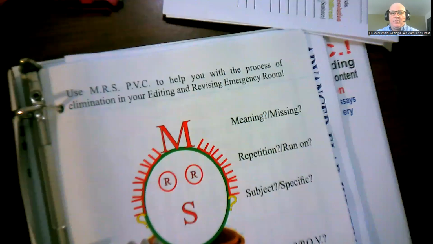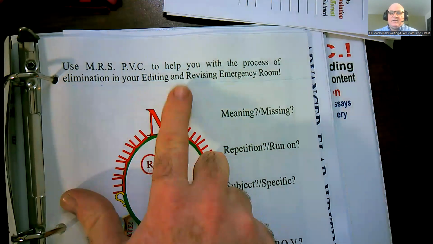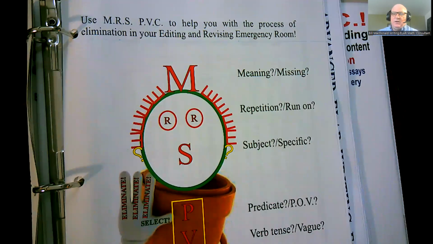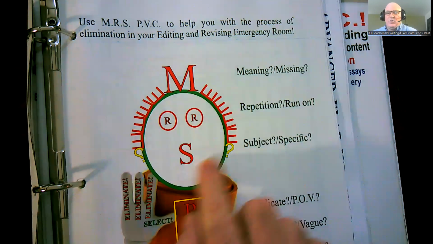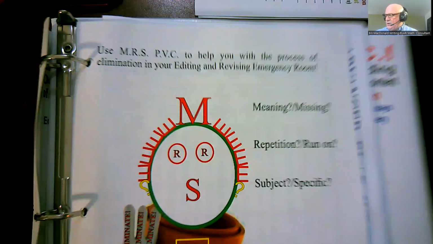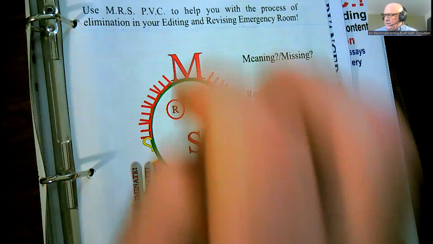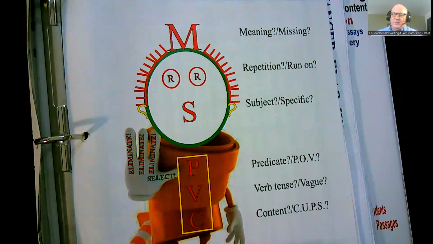But what I want to show you today in our short video this time, I promise, is a young lady who's going to help your kids with the process of elimination in their editing and revising emergency room. This is going to be on page 17. And so if you look at her head, I would suggest you actually have your kids try to draw some of these, maybe work on the head first, the Mrs. part, and they can work on the PVC part later.